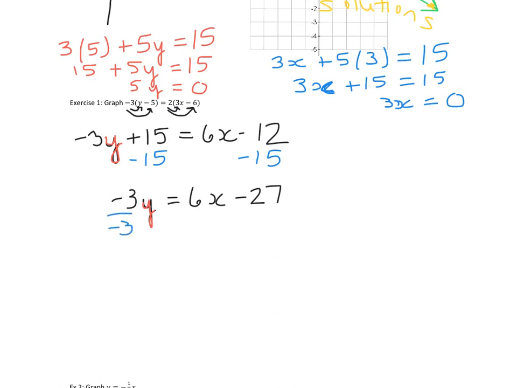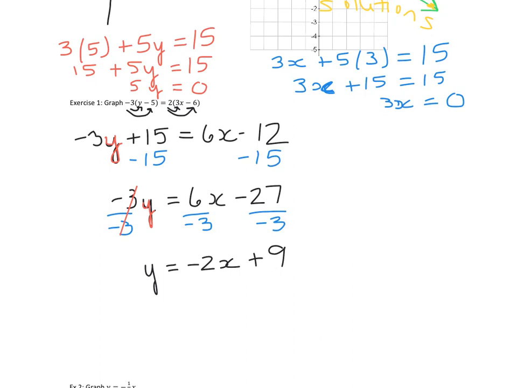Make sure it's negative 3, not just positive 3. Whatever I do to one term, I have to do to all when we're dividing or multiplying. Negative 3 divided by negative 3 is 1, so that cancels. 6 divided by negative 3 is negative 2. Negative 27 divided by negative 3 is positive 9.